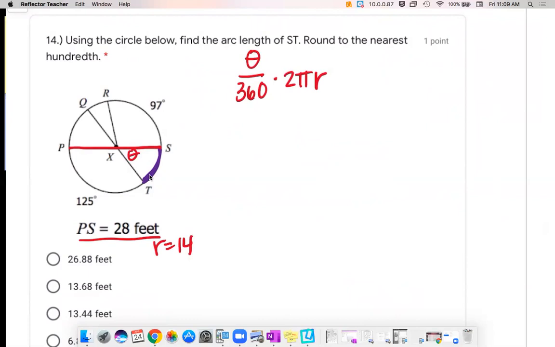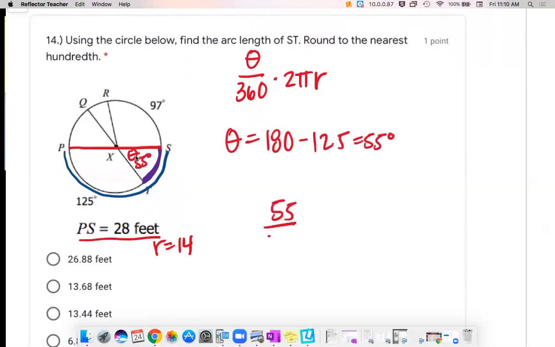Okay, so I see a semicircle right here where this arc is 125. So to find my angle, I'm just gonna do 180 minus 125, and I will get that to be 55 degrees. So my angle inside of here is 55. So I'm gonna do 55 out of 360, because that's telling me what fraction of the circumference this little part is right here. And I'm gonna multiply it by our circumference, which is just 2 pi, and then our radius was 14. So this is 28 pi, 55, 360.